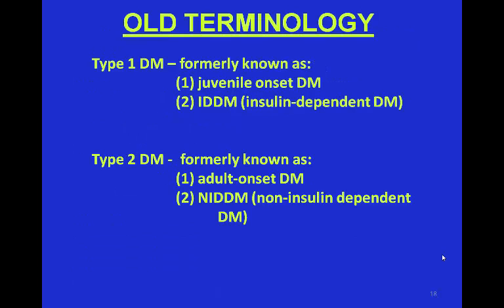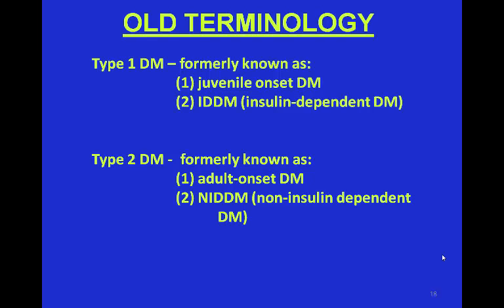I think it's instructive to look at the old terminology for the two types of diabetes. Type 1 diabetes was once known as juvenile onset diabetes or insulin-dependent diabetes. Type 2 was formerly known as adult onset diabetes or non-insulin dependent diabetes. Here's the thing. You don't have to be a child or adolescent to be diagnosed with type 1 diabetes. A lot of people are diagnosed in their 20s, 30s, and even beyond.